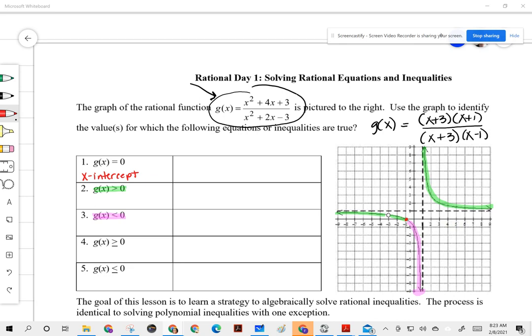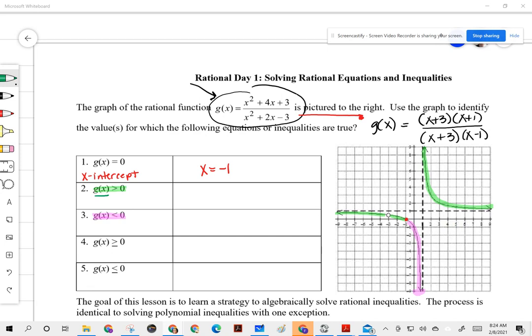We can take a look at that on the graph, and we can see that x is equal to -1. By the way, this is just over here off to the right. We can see that g of x is factored right here. Now I color coded where the function g of x is greater than 0.